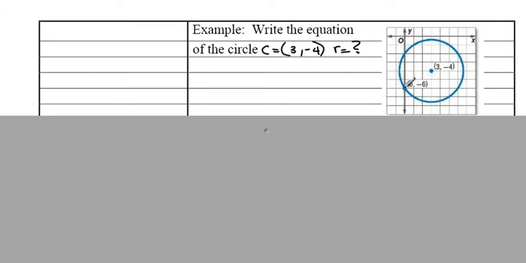So what I'm going to do to figure out what the radius is, I'm going to use the distance formula. I've got to figure out what the distance is between this point and the center point on the circle. So I would use the distance formula.